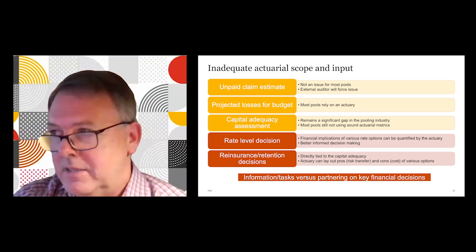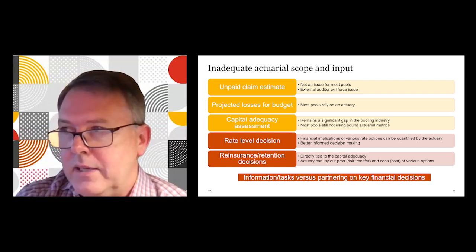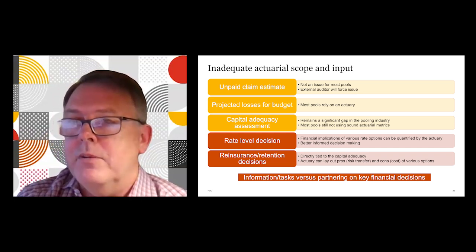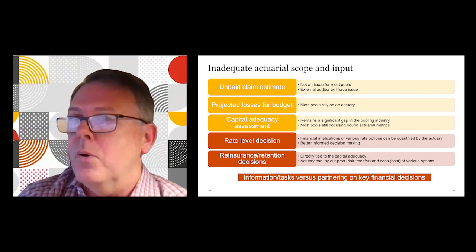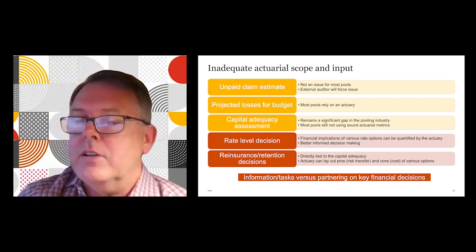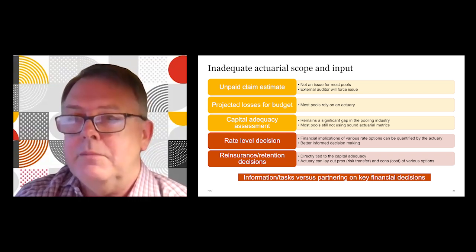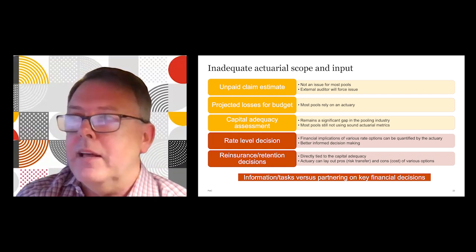Maybe it doesn't make sense now. And your purchase of reinsurance is directly tied to the capital adequacy, and the actuary can frame up for the board and the management what the pros and cons of different options are. So point being, you want your actuary not just giving you a couple data points that you're then going to assemble, but help work with them to frame it out and see what that decision is. So again, those are the key decisions.